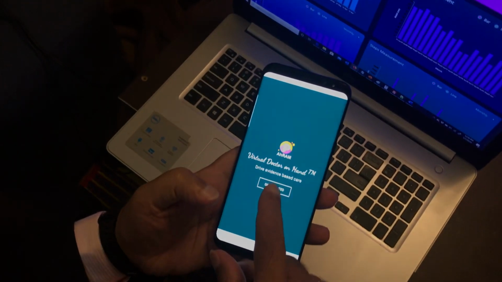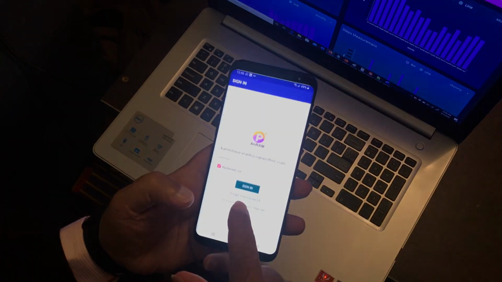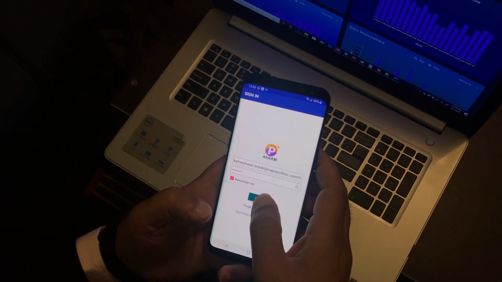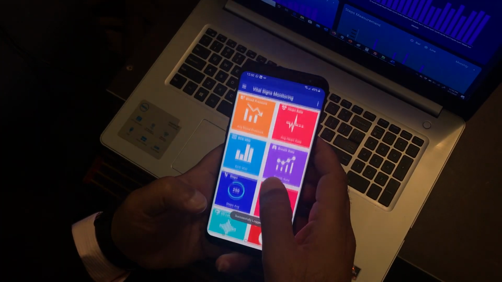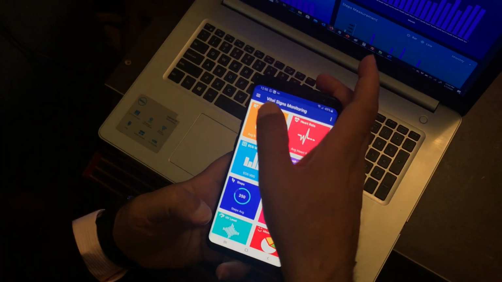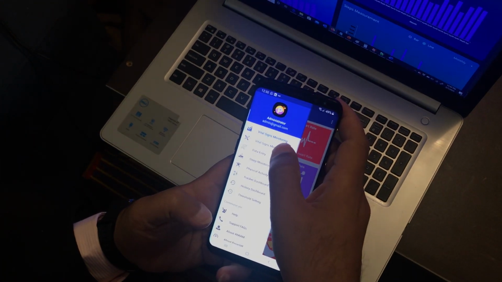Now, as you can see, once I launch the app, this is going to take you to the virtual doctor on hand. Once you put in your security credentials, you're going to log in. And once you log in, it's going to say successfully logged in.